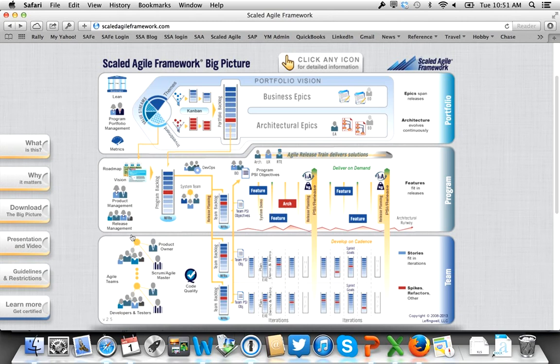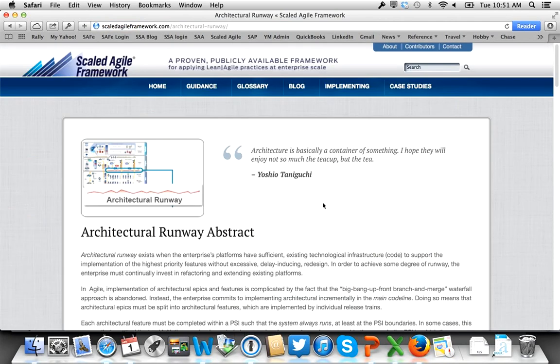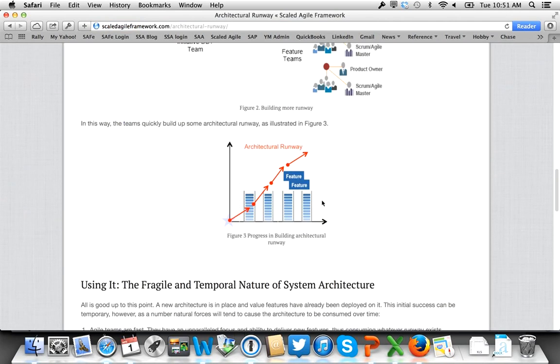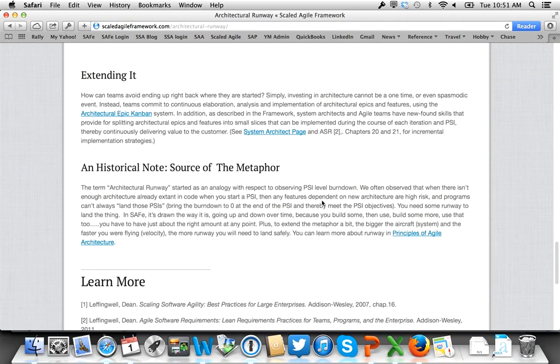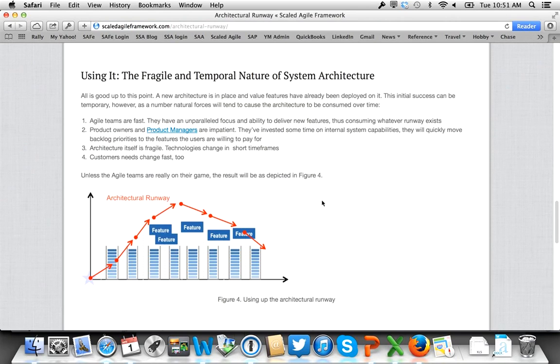And then on the architecture side, if you take an XP view, the faster you implement features, the faster you burn up the existing architecture. So you have to have some architectural runway, which is this kind of red box in the middle that says, well, we've got enough architecture for now, right? The next PSI or two. But we may not have enough for later, so we need to build some more.